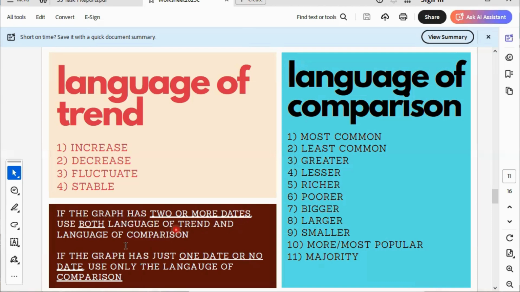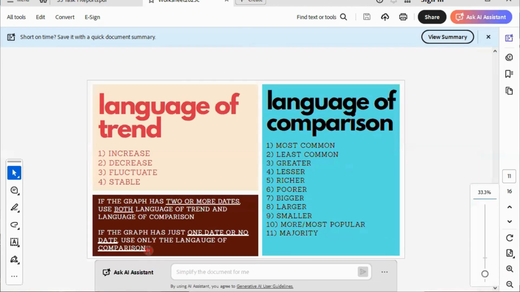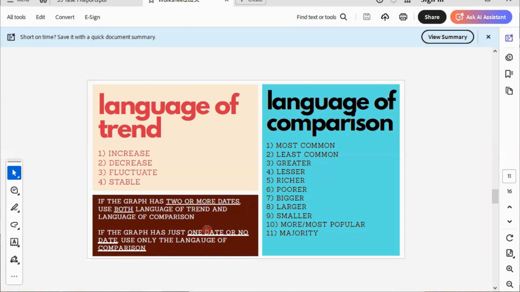But if the graph has just one date, then you are to use only the language of comparison. If the graph has just one date, or if it has no date, you have to use only the language of what? Comparison. In other words, these are the things that we should see there. So you should not use language of trend. If a graph has just one date, or if it does not have any date, you are not to use language of trend at all. Avoid language of trend. Use only the language of comparison.